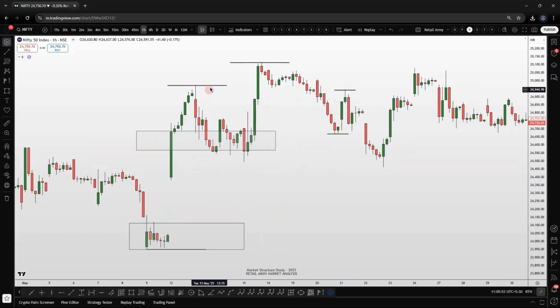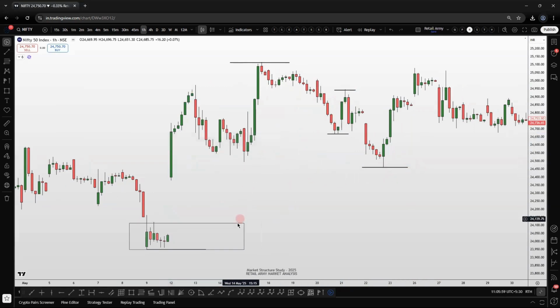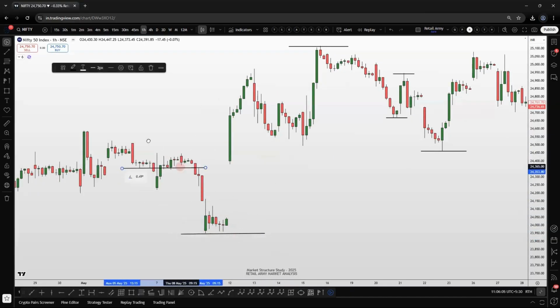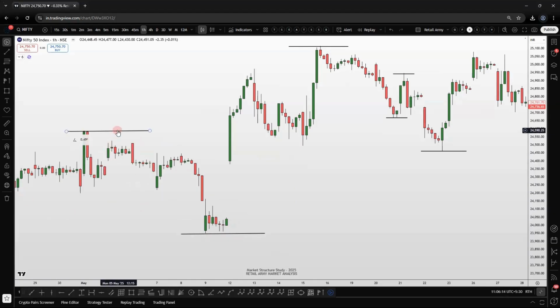There are two kinds of three-wave patterns. This is one of them. This is a regular ABC. And same thing, before this rally, you can see that there is an ABC pattern here, right? This is the bottom. This is one. Here, you can see that this is one of the ABC patterns. As simple as that. It's not complicated here.